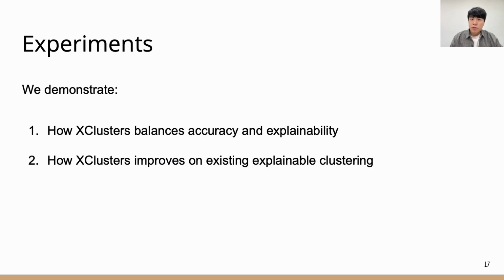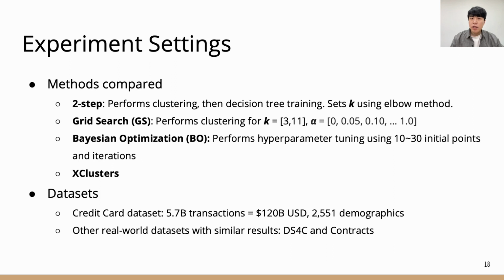Through our experiments, we demonstrate two major points. First, we show that XClusters balances accuracy and explainability effectively. Second, we demonstrate how XClusters improves on existing explainable clustering. In our experiments, we compare XClusters with three baseline methods. The two-step baseline first performs clustering and then performs decision tree training. The number of clusters is determined using an elbow method and is fixed from then on.